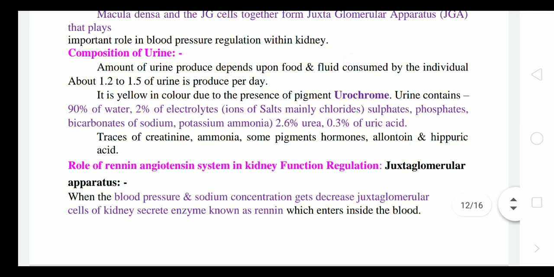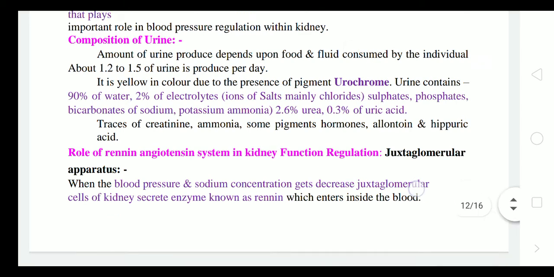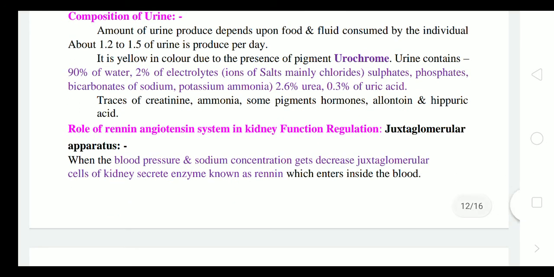Composition of urine. The amount of urine produced depends upon food and fluid consumed by the individual. About 1.2 to 1.5 liters of urine is produced per day. Urine is yellow in color due to the presence of the pigment urochrome.